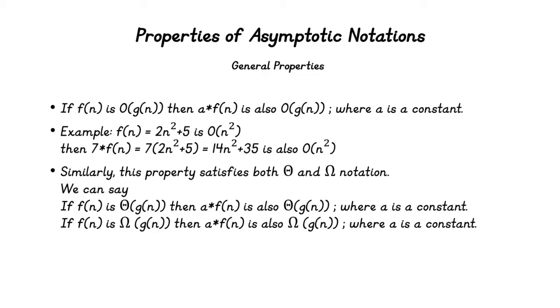To prove this, we will take an example where f of n is equal to 2n square plus 5 and its complexity is big O of n square. So when we multiply a constant 7 to this f of n, that is 7 into 2n square plus 5, we get 14n square plus 35. Here only the constant value changed. The n value didn't change. So our complexity will be big O of n square. Similarly, this property is satisfied by both theta and omega notations. Moving on to our next property, that is reflexive property.